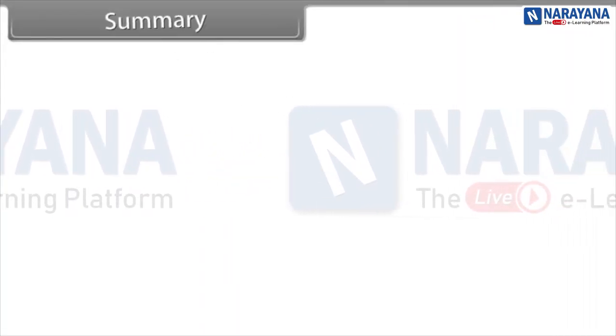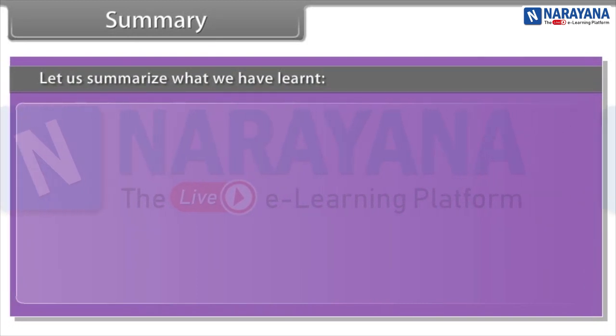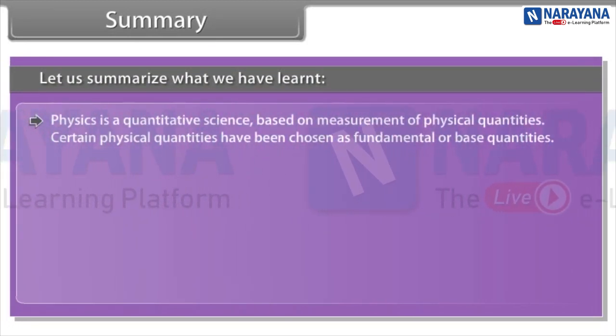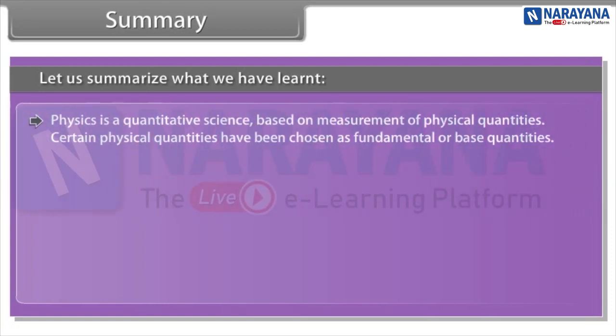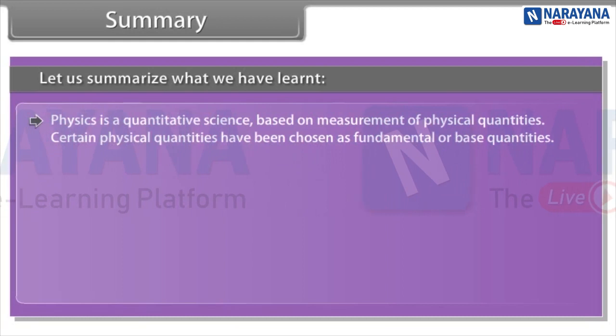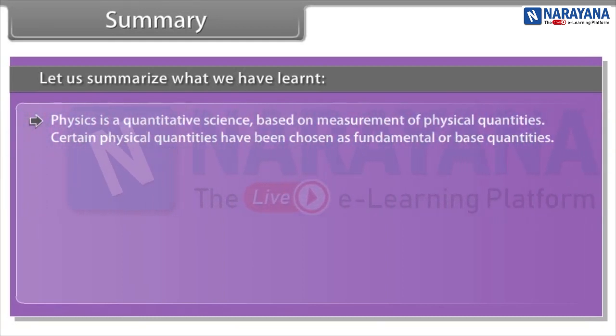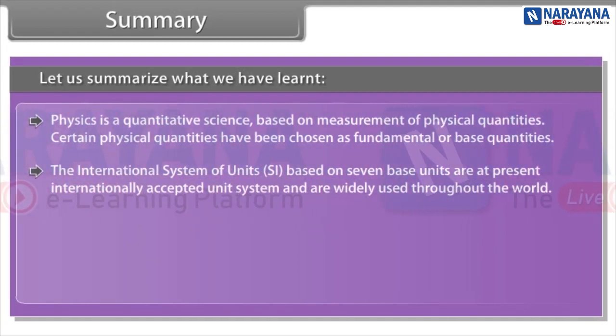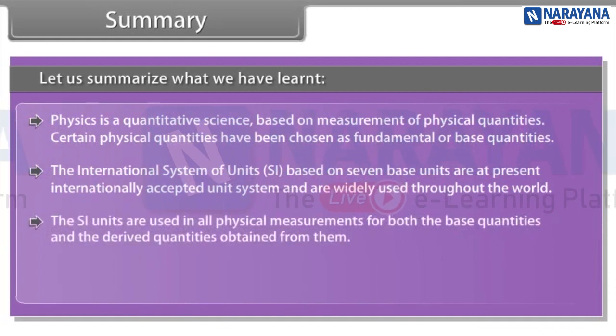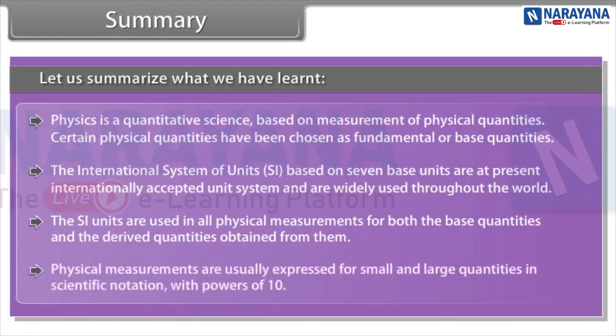Summary. Let us summarize what we have learned. Physics is a quantitative science based on measurement of physical quantities. Certain physical quantities have been chosen as fundamental or base quantities. The International System of Units (SI), based on 7 base units, is at present the internationally accepted unit system and is widely used throughout the world. The SI units are used in all physical measurements for both the base quantities and the derived quantities obtained from them. Physical measurements are usually expressed for small and large quantities in scientific notation with powers of 10.